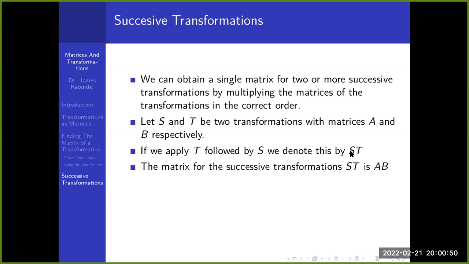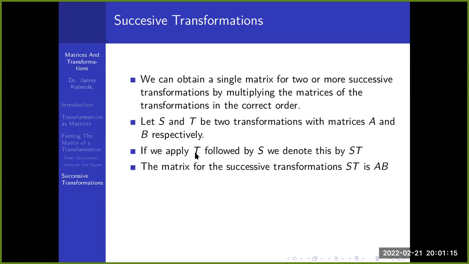But if so, the matrix that now will represent this transformation ST will be AB. So B represents T, and it will be the first one to act, and A represents S, and it will be the second one to act. So this order is T followed by S.